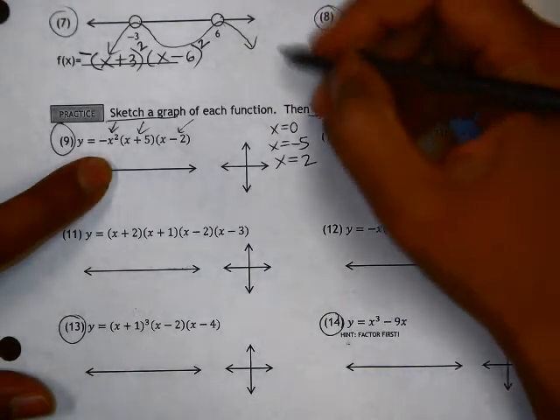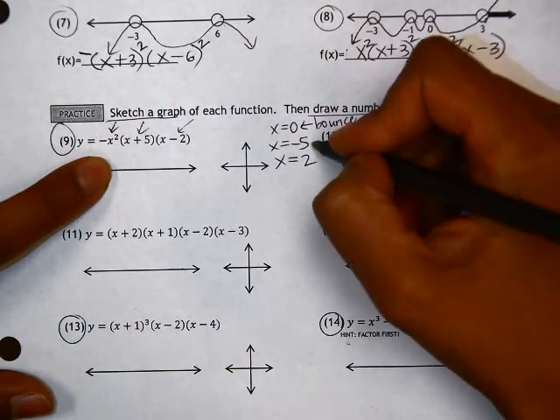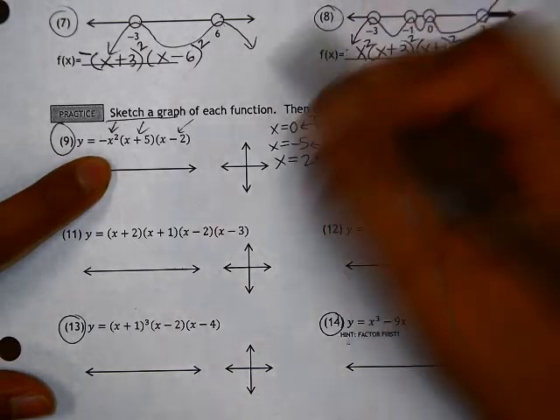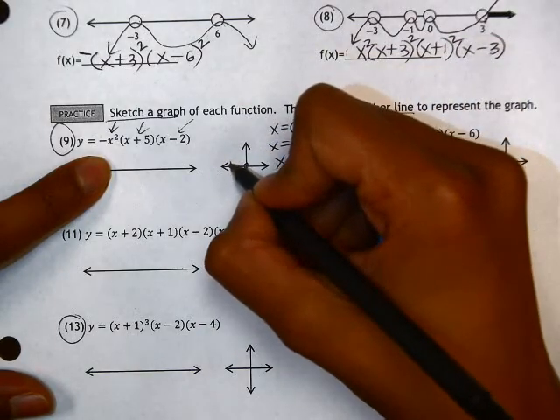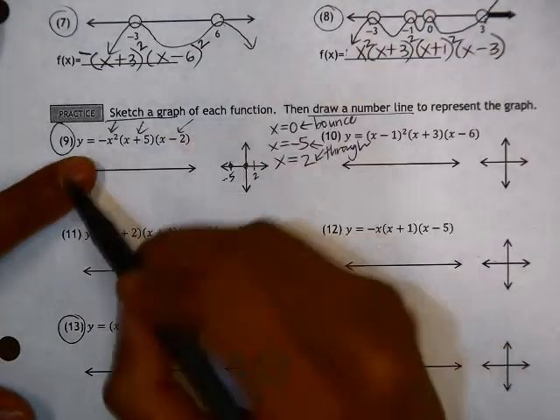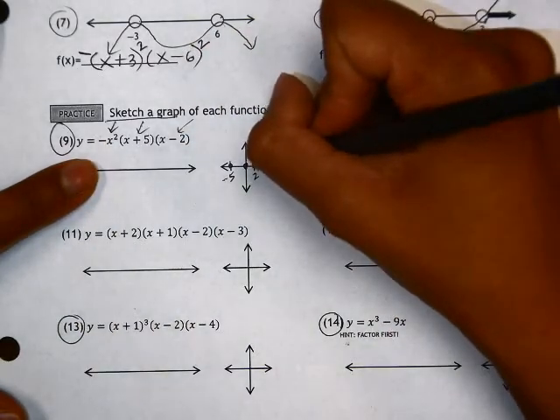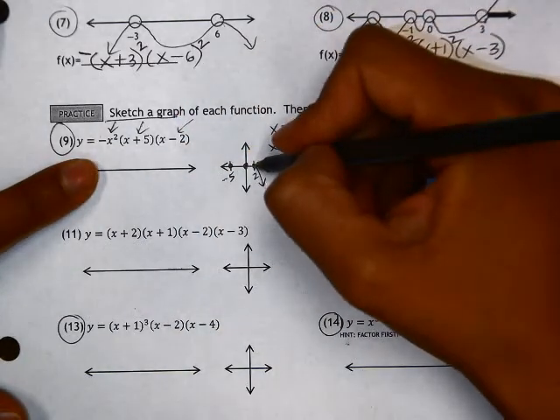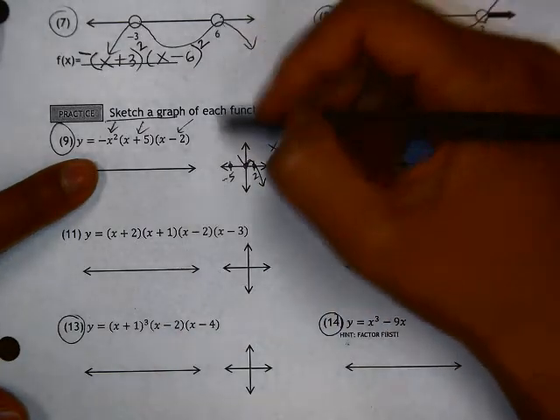The behavior at these roots: there is a bounce at 0. Negative 5 and 2 are going through. So let's sketch that. So 0, negative 5, and positive 2. And my end behavior, because of the negative that's in front here, is negative, which means below the x-axis. So I'm going to go through the 2 and then bounce at 0 and then through the negative 5.